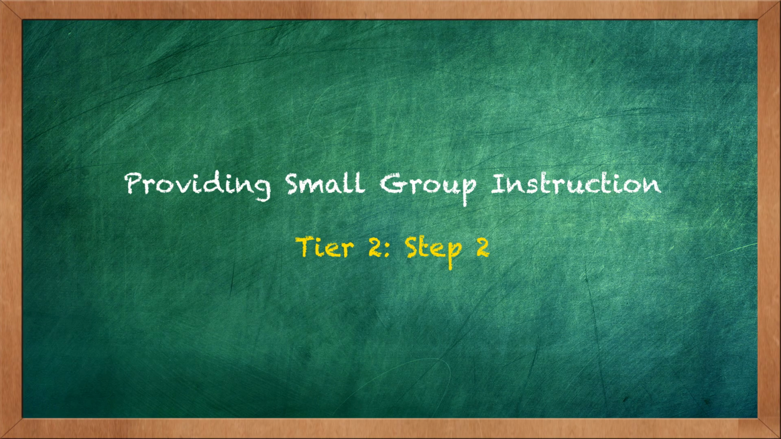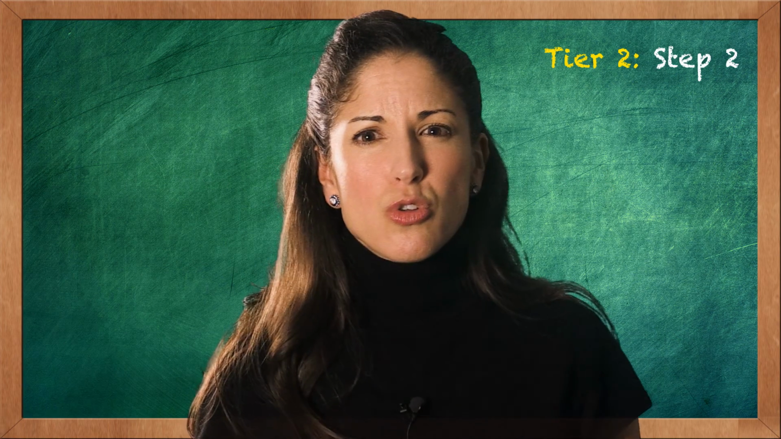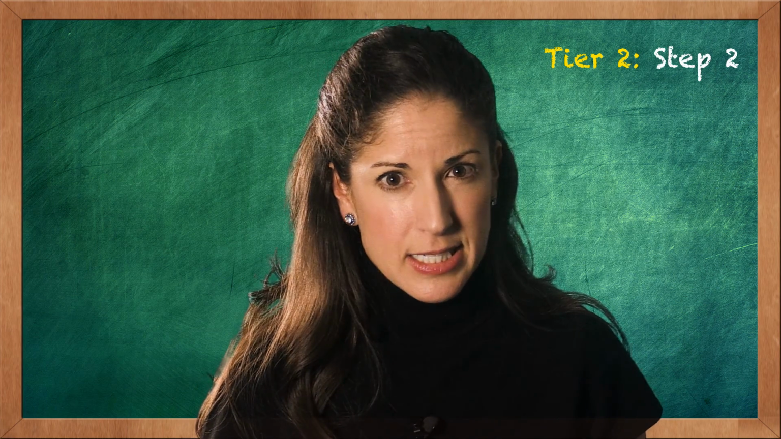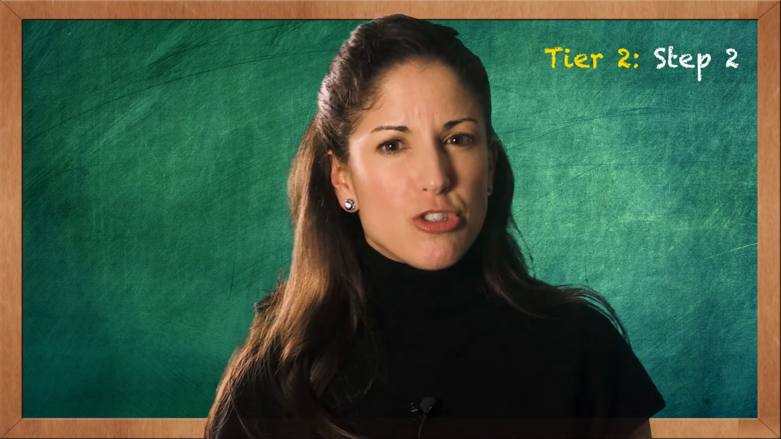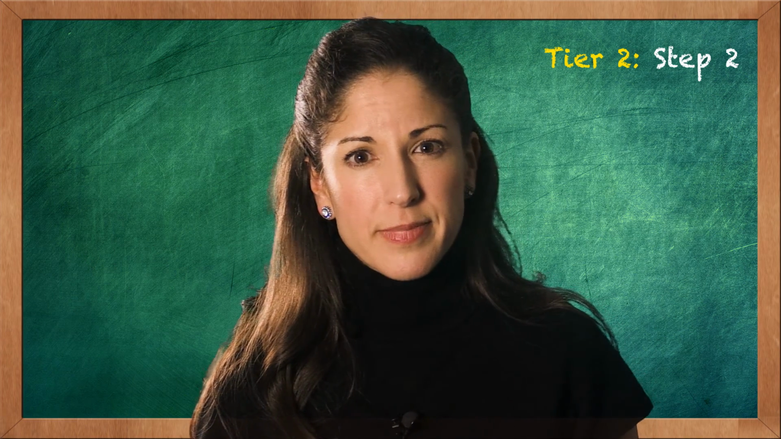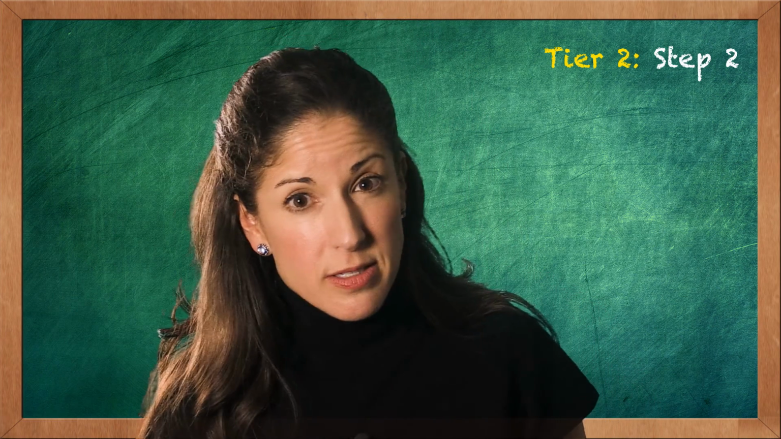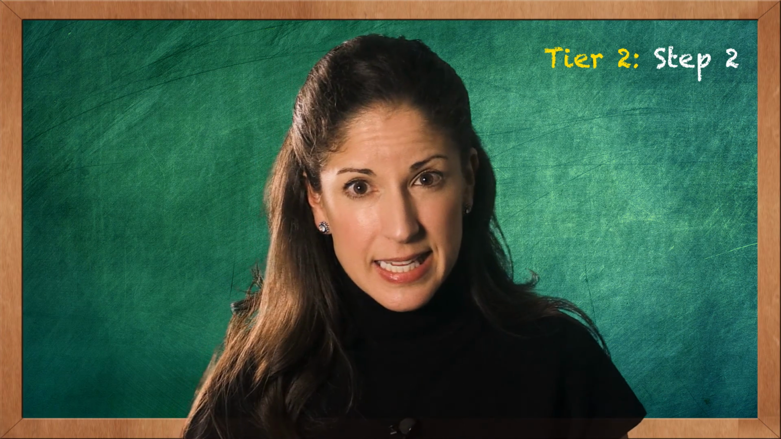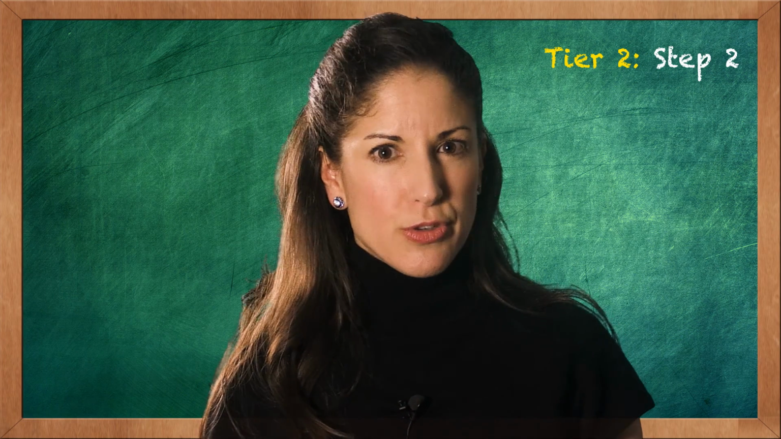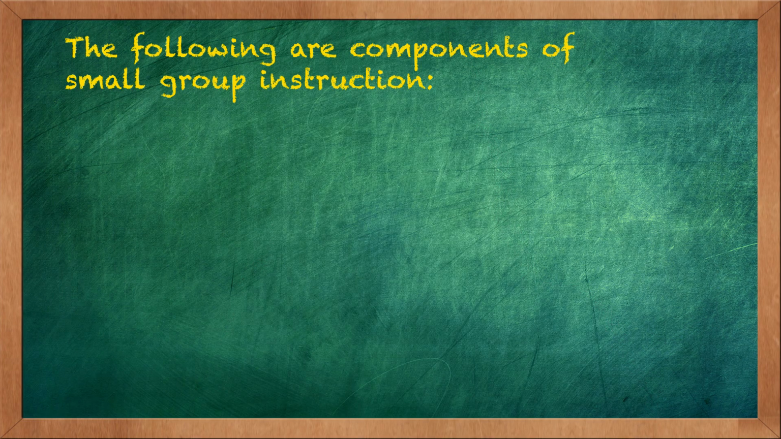Providing small group instruction. Students who have been selected to receive additional Tier 2 academic support should receive evidence-based instruction above and beyond their general classroom instruction. That is, more frequent, rigorous, targeted, explicit, and direct in order to address the student's areas of concern. The following are components of small group instruction.